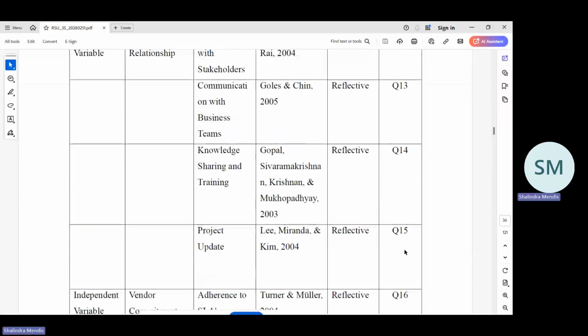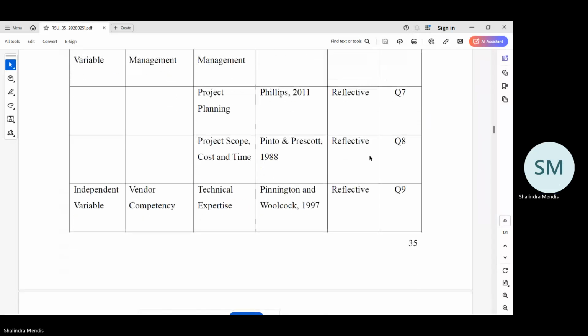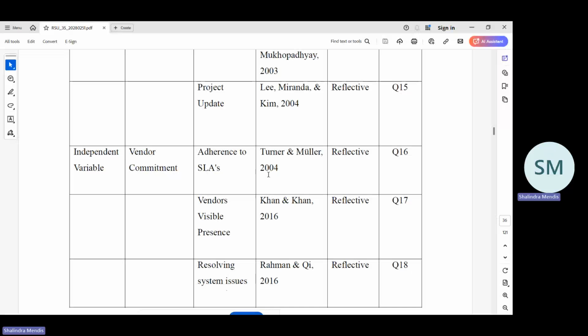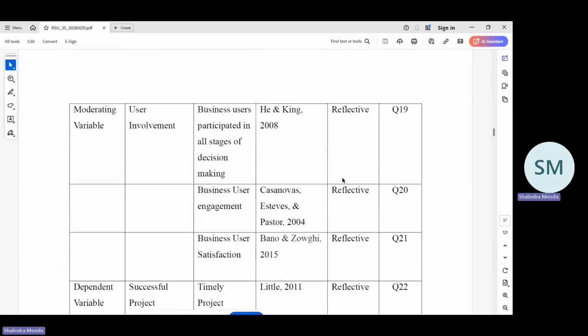Here you have to take the indicators from the literature, map out the indicators: the concept, variable, indicator, reference, reflective or formative model, question number. I've used PLS-SEM, that's why this is whether it's reflective or formative. I've used the reflective structure. That means indicators are a reflection of the construct. And for each indicator, you have to pose a question in the questionnaire. That's how you have to plan it out.